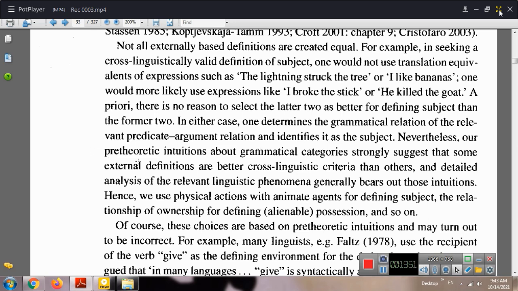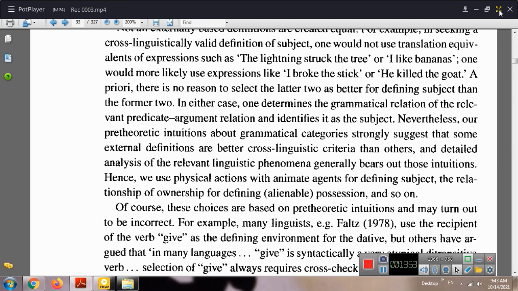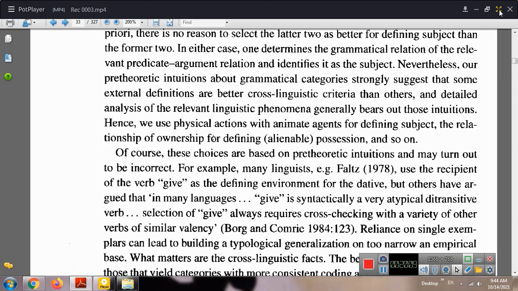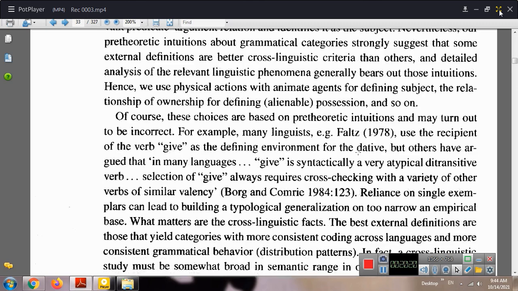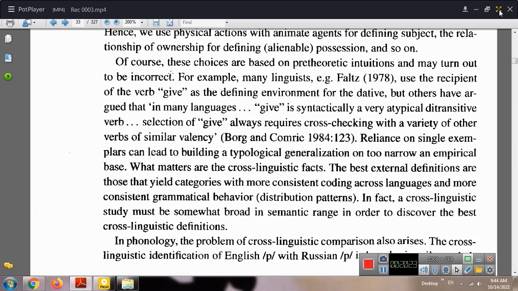Nevertheless, our pre-theoretic intuitions about grammatical categories strongly suggest that some external definitions are better cross-linguistic criteria than others, and detailed analysis of the relevant linguistic phenomena generally bears out those intuitions. Hence, we use physical actions with animate agents for defining subject, the relationship of ownership for defining possession, and so on. Of course, these choices are based on pre-theoretic intuition and may turn out to be incorrect.